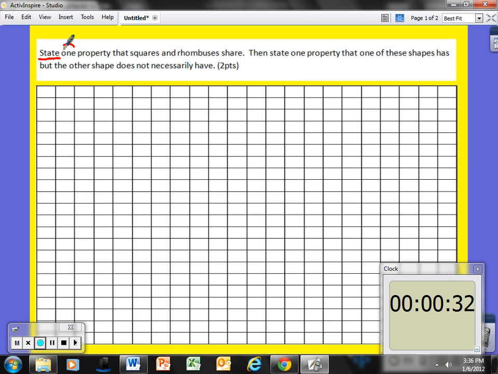State one property that squares and rhombuses share, so that they both have in common. Then state one property that one of these shapes has, but the other shape does not. Okay, so I have to do one here. So this is definitely a two-step problem. What I'm going to do first is draw a square for myself.